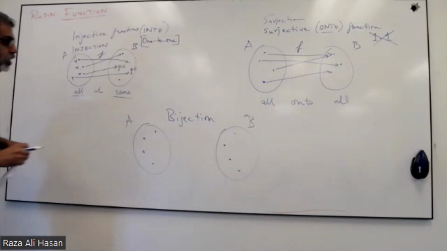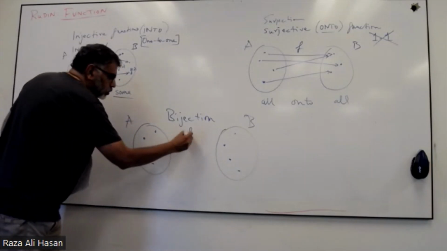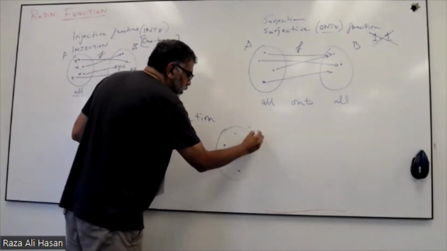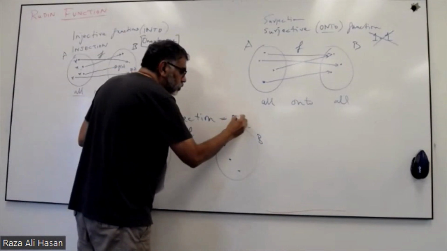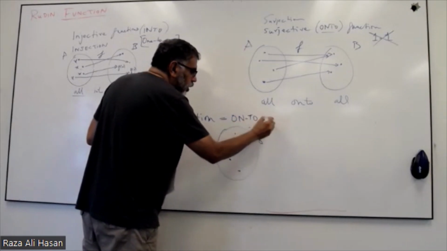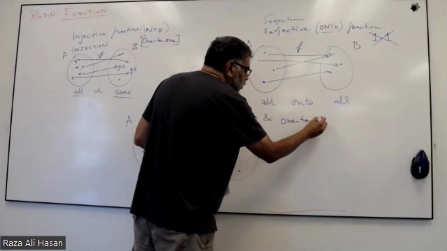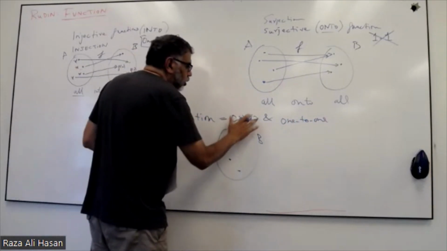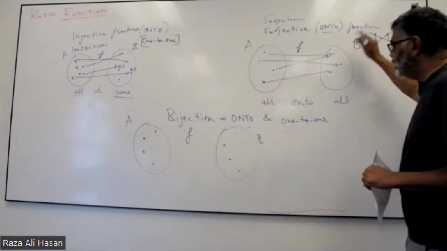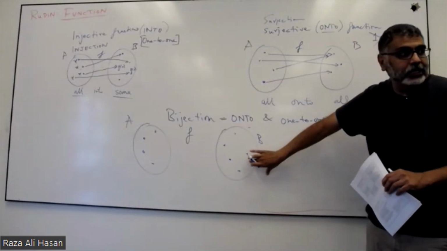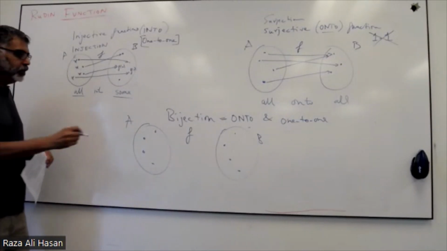Okay, so now we look at bijection. Bijection is a function which is both onto and one-to-one. It takes the idea of onto from here. In other words, everything in set B better have an arrow coming into it, and it is one-to-one where only one arrow will go there.